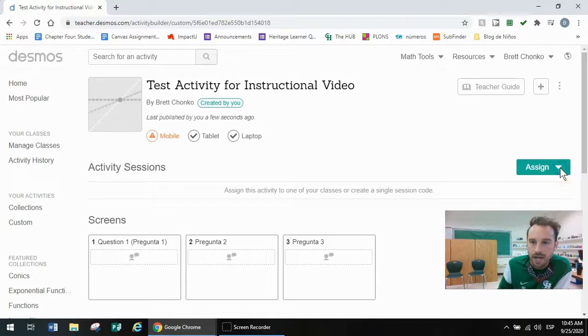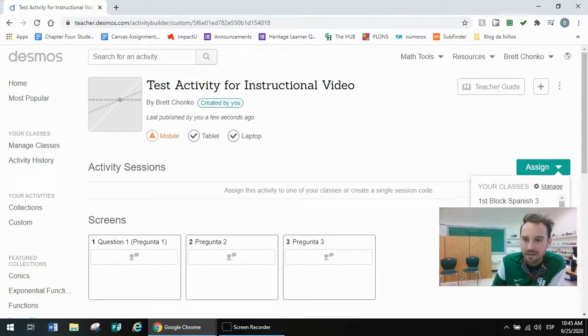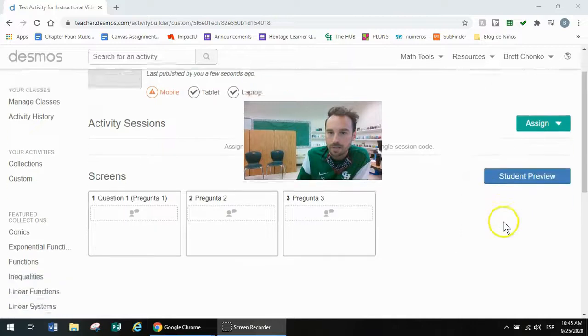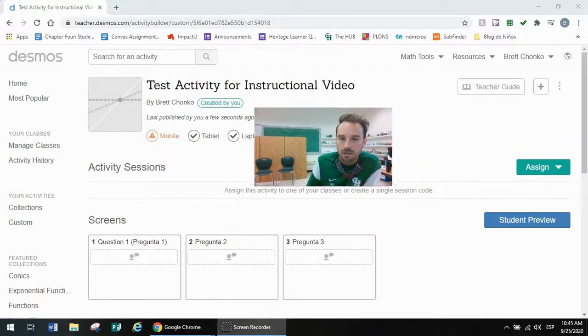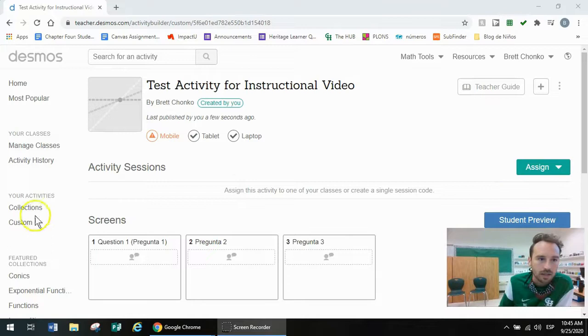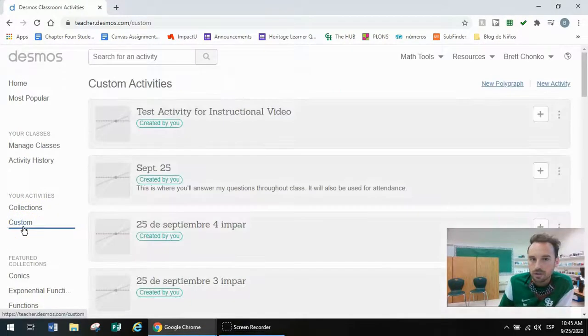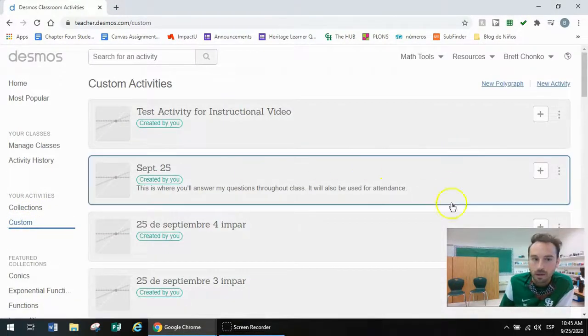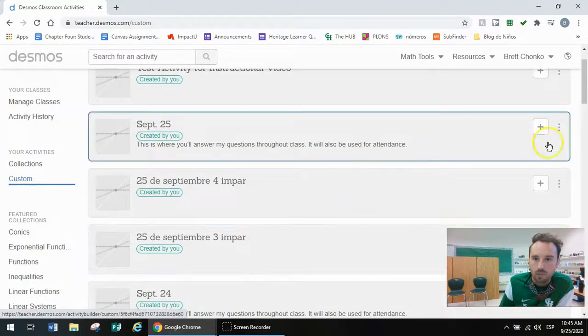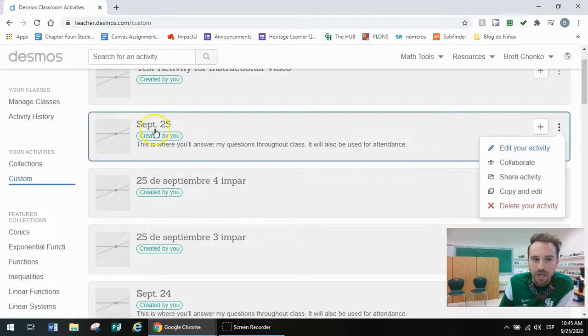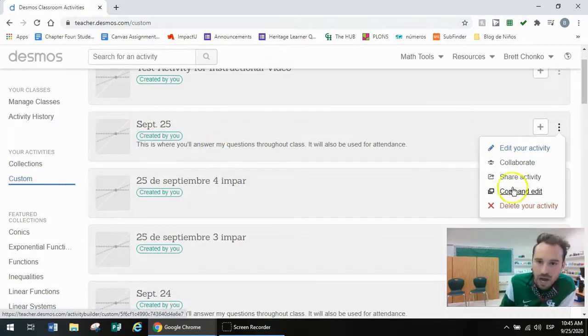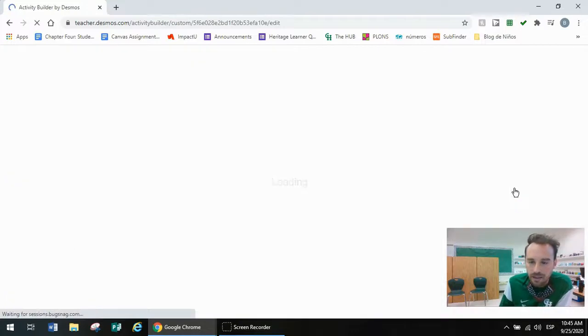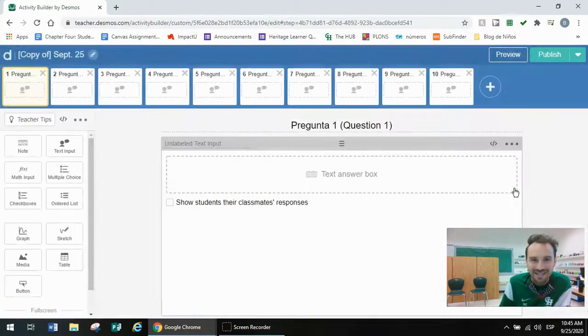And you can assign it to classes that you set up. You see, I've got all my classes here. So let's look at what that looks like for my own classes. This is the 25th. All right. Let's make one for Monday, right? Let's get ready for Monday. Once you have an activity where you have your 10 questions that are just question 1, question 2, you can just copy and edit that. It literally takes like 30 seconds to get the next date set up.